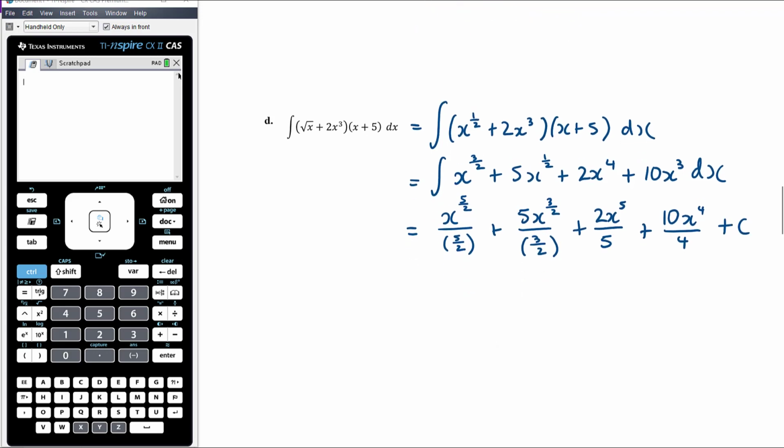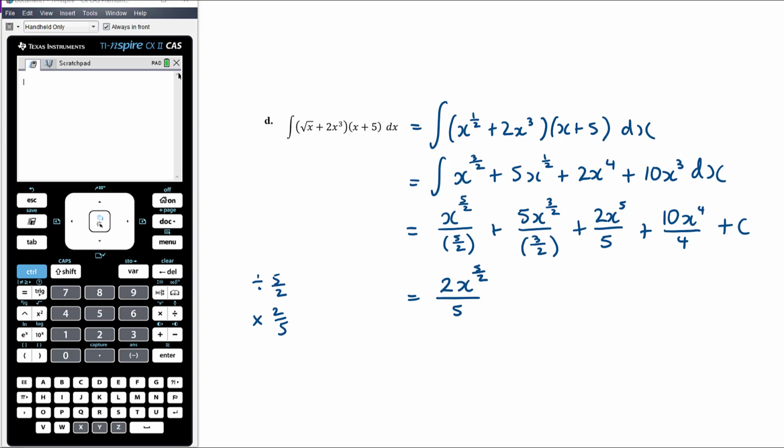Let's focus on simplifying. So we know that if we are dividing by 5 on 2, we are multiplying by 2/5. So this is 2/5 of x to the 5 on 2. And again, you can write that fraction separately, 2/5 times x to the 5 on 2 if you prefer.